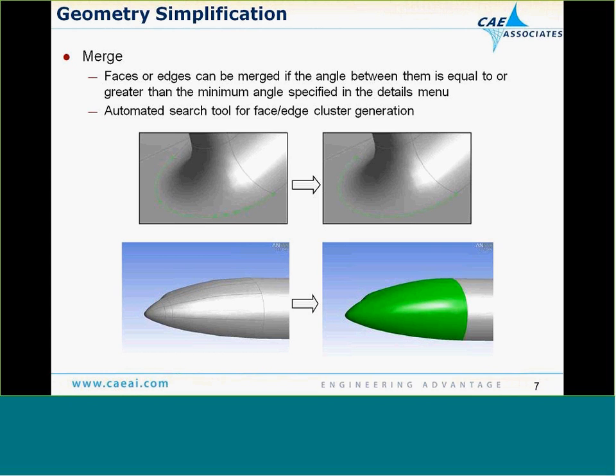Using the operation, we can simplify that into just one edge. And the same goes for the faces of the fuselage in the lower picture. So we can simplify the topology definition and not lose any of the detail. Additionally, one of the nice parts about the merge operation is we can use an automated search feature. So we can automatically have Design Modeler go out and search for faces or edges that it deems appropriate for merging. And then you can review and have it go ahead and generate.